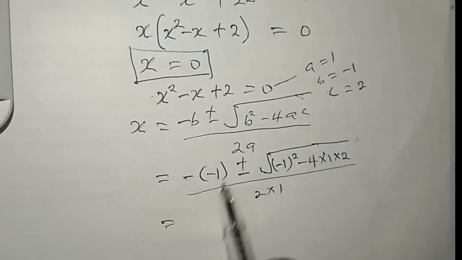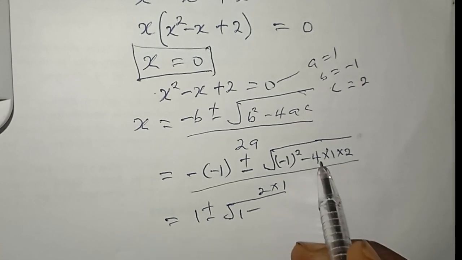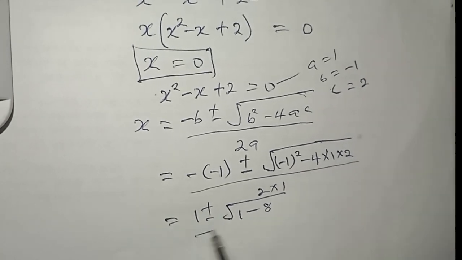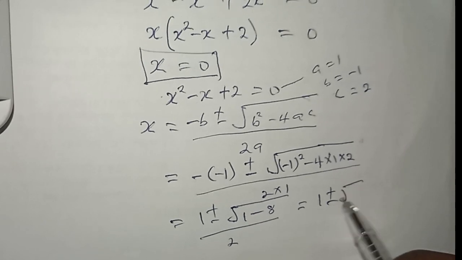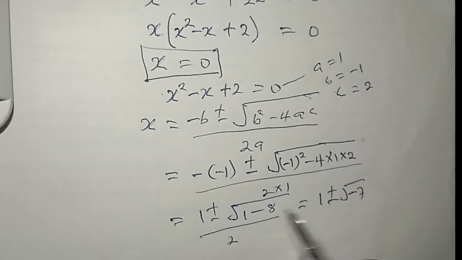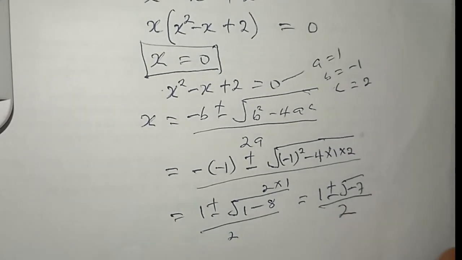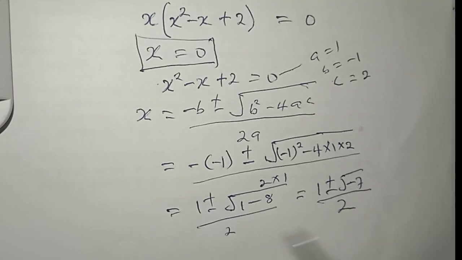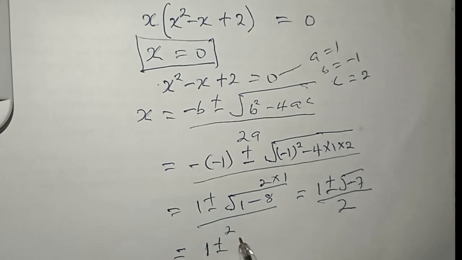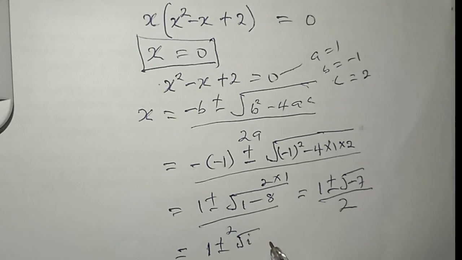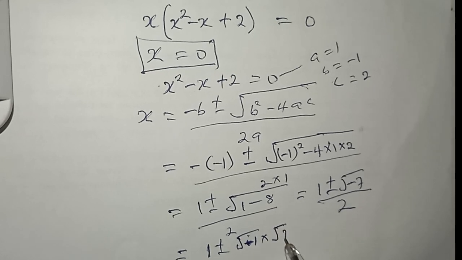So moving on, what I have here is 1 plus or minus the square root of 1 minus 4 times 2, which is actually 8, and all divided by 2. Of course, this will give us 1 plus or minus the square root of minus 7. Of course, 1 minus 8 is minus 7, and it's all divided by 2. Okay, so moving on, we can split this as 1 plus or minus the root of minus 1 times the root of 7.